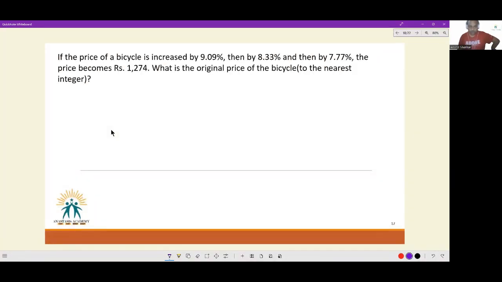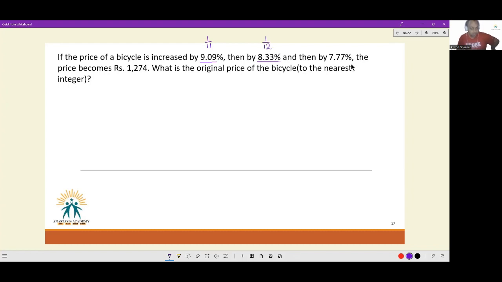Next. If the price of a bicycle is increased by 9.09%, then by 8.33%, and then by 7.77%, the price becomes 1274. What is the original price of the bicycle to the nearest integer? Which means while you will reach an answer here, it will not be precisely accurate. But let's see. Now see, these numbers are supposed to be quick identifying numbers. 9.09% is as good as 1 by 11. 8.33% is as good as 1 by 12.